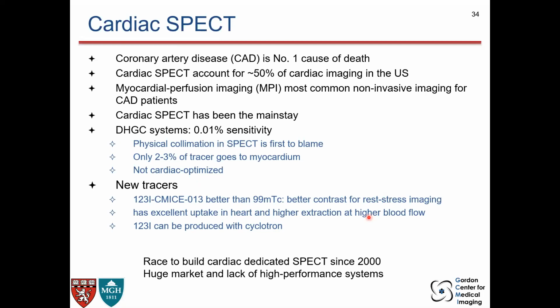when it comes to cardiac SPECT, there has been a huge race to build better cardiac dedicated systems. And this race is still going on, and it started about the year 2000. The reason for that is there is a huge market and a lack of high performance systems.